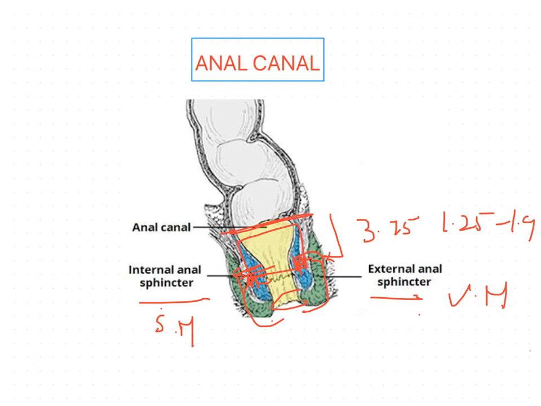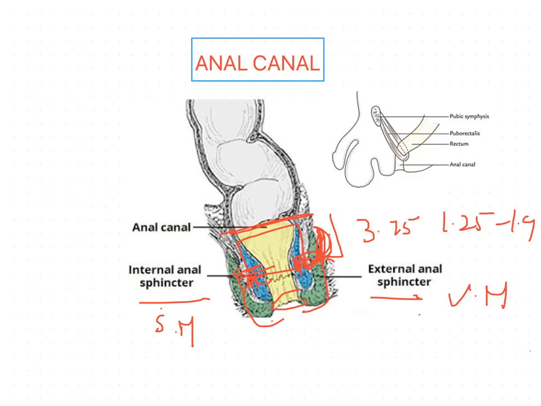The puborectalis muscle is placed here, and the external sphincter blends with it. Here you can see the puborectalis muscle, which is attached from the pubic symphysis around the anal canal. It blends with the external anal sphincter, and it is one of the muscles of the pelvic floor.